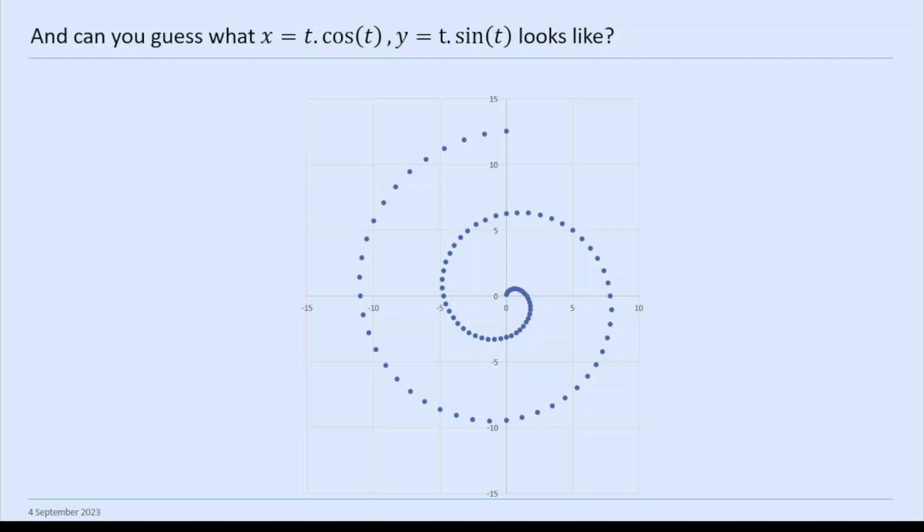So what's happening here is, in a sense, as we go round and round, the radius is getting bigger and bigger and bigger, so it's spinning out into a spiral. So there's all sorts of creative and beautiful shapes that you can make with this parametric method, which wouldn't be possible, or certainly wouldn't be as easy, with other ways of representing them.